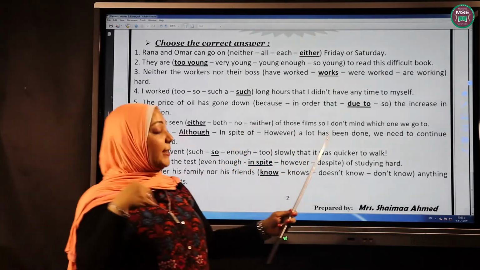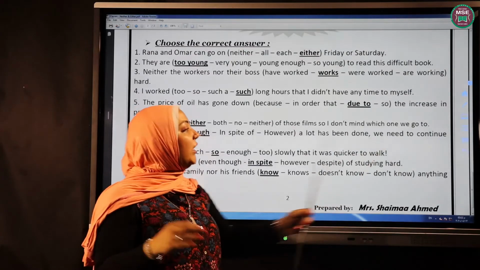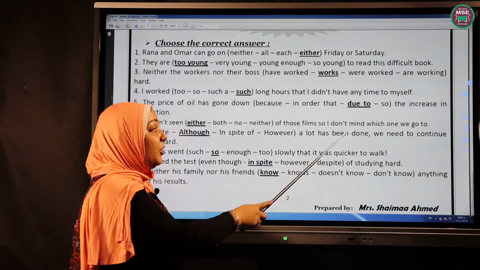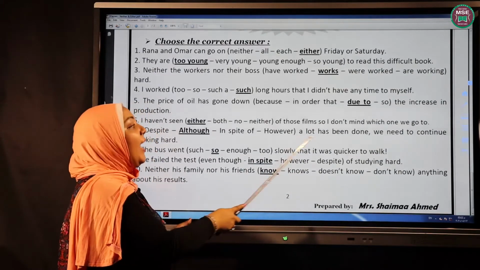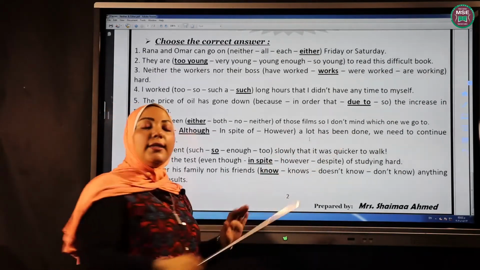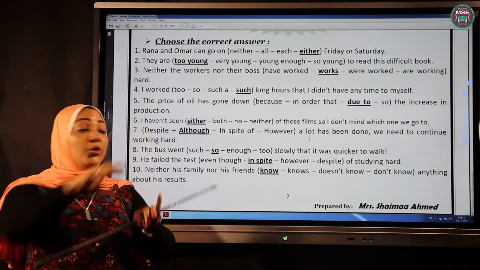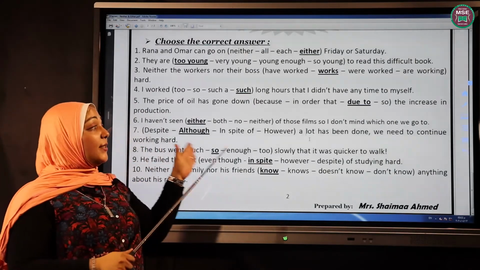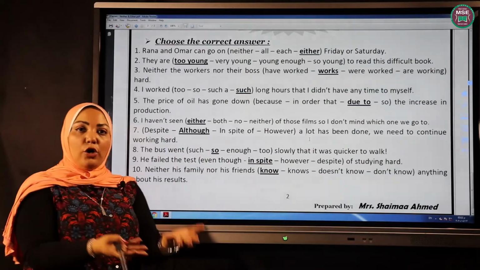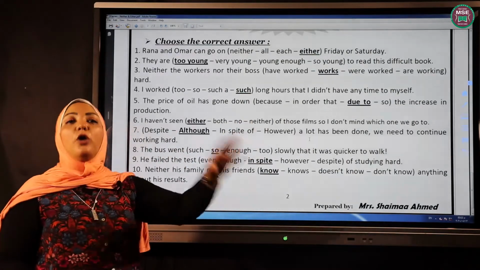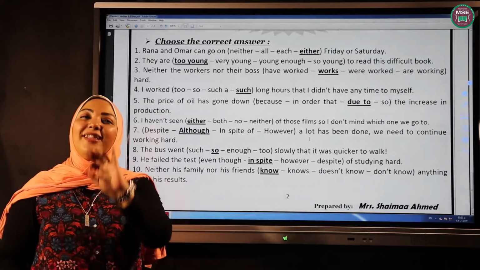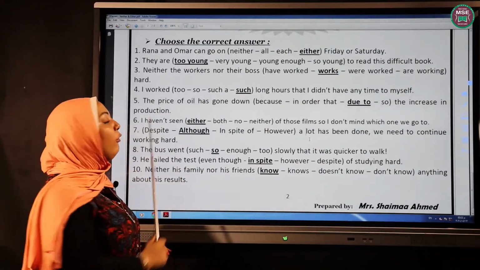___ a lot has been done, we need to continue working hard. A lot has been done. A lot, this is the subject. Has been done, this is the verb in the passive voice. So you have a regular sentence. Which of these words, although the sentences are contradicting, and all of them are conjunctions that can match the contradiction? But only one fits, which is although.